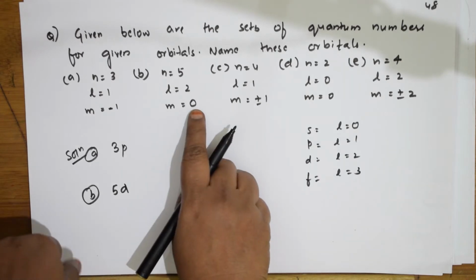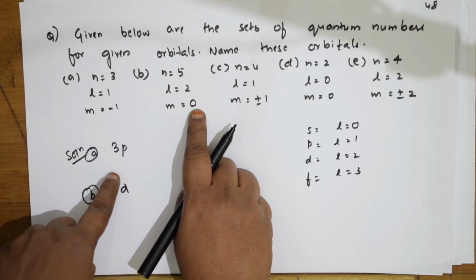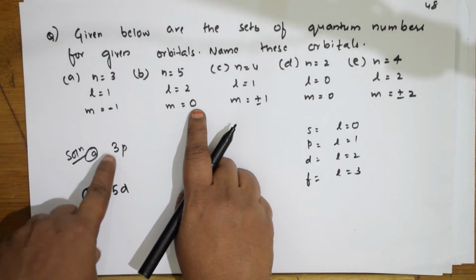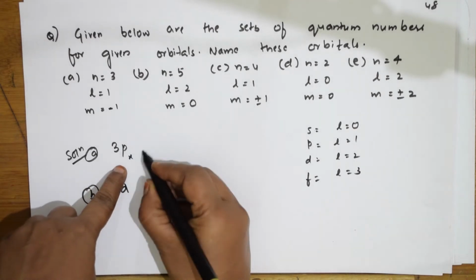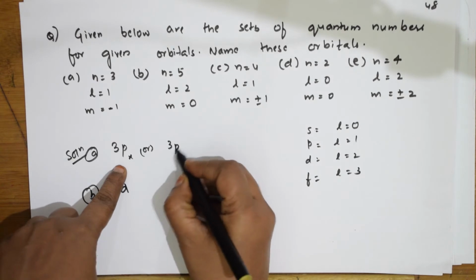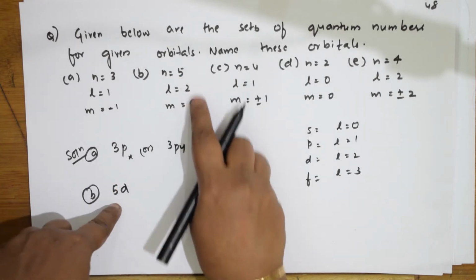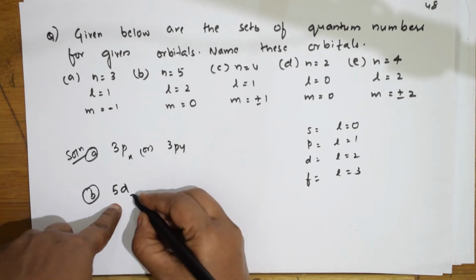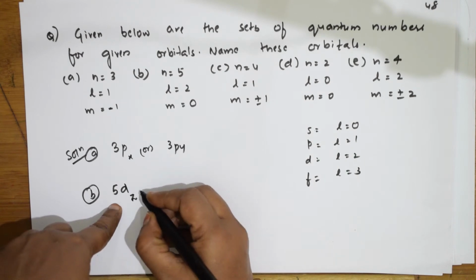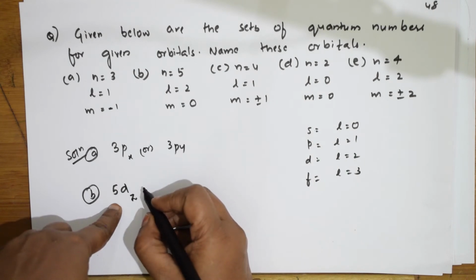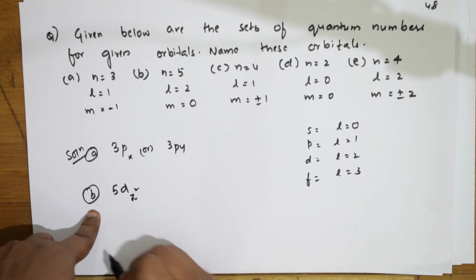But here I should write this, this is 3p, okay, 3px or 3py, this can be 3px or 3py. Now here in this case 5d, but if it is 0, it is 5dz square. Remember this, this is very important. I already did one z square in an earlier numerical.